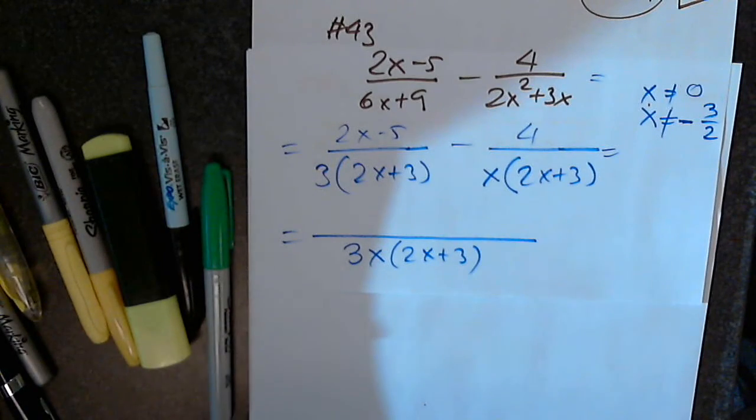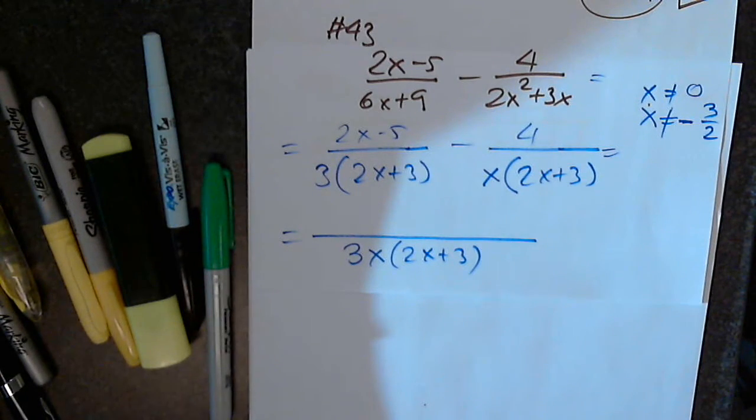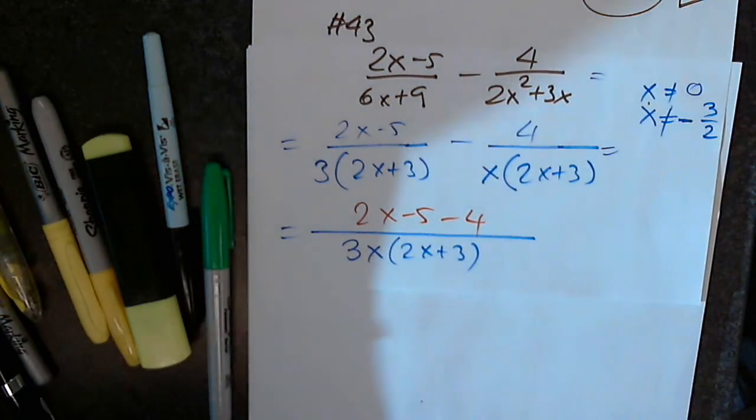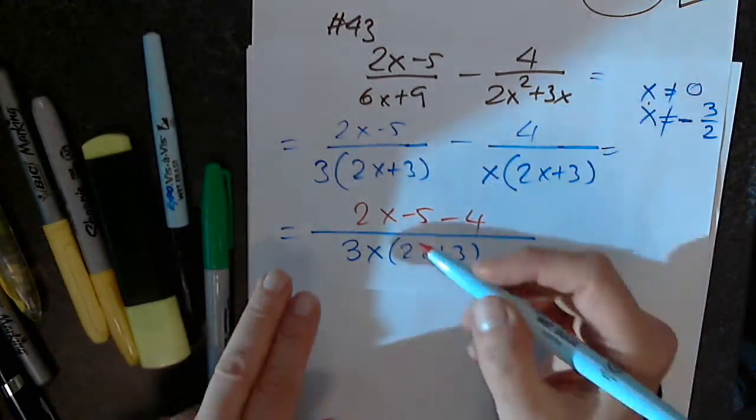Now you know, don't write this. If you find the least common denominator correctly and you write this, I will not be able to give points. Is it clear why we cannot write 2x minus 5 minus 4? Right. We know that.